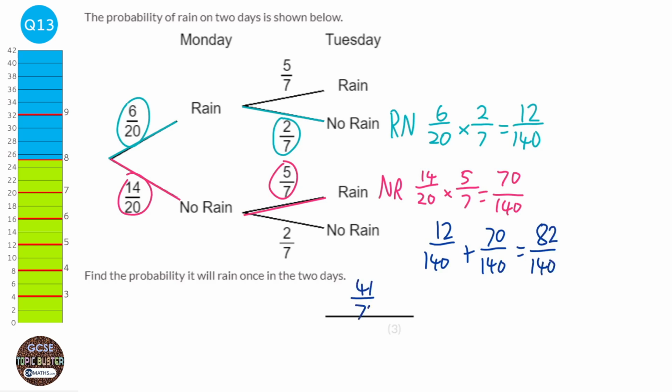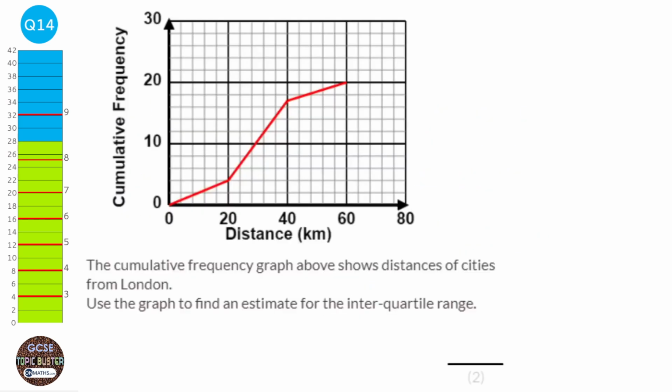To find the interquartile range from a cumulative frequency graph, you first of all see what the graph goes up to. Here you can see it goes up to 20. And what we do is we halve that, and that's the value we use to find the median.